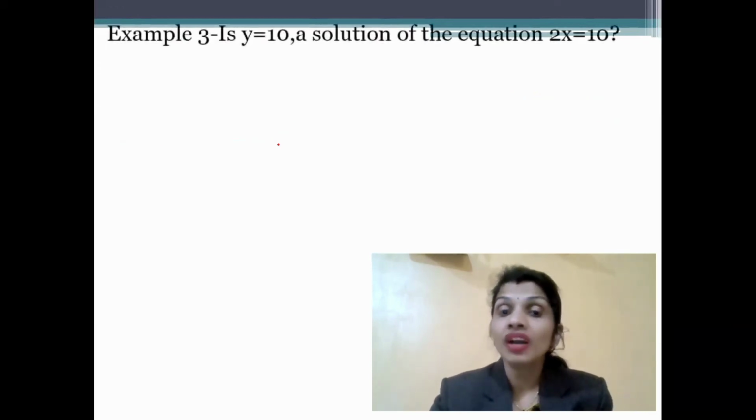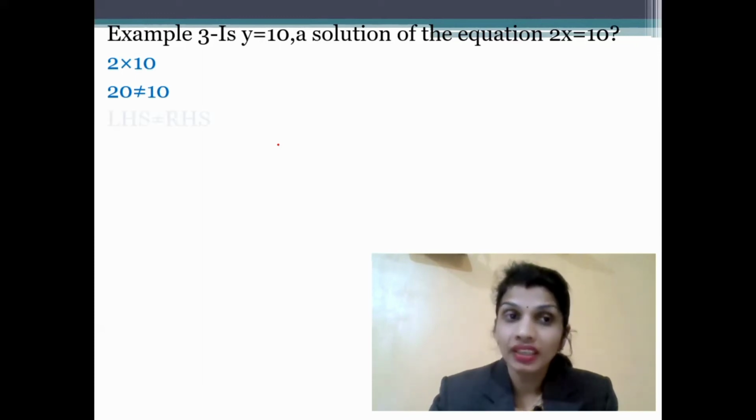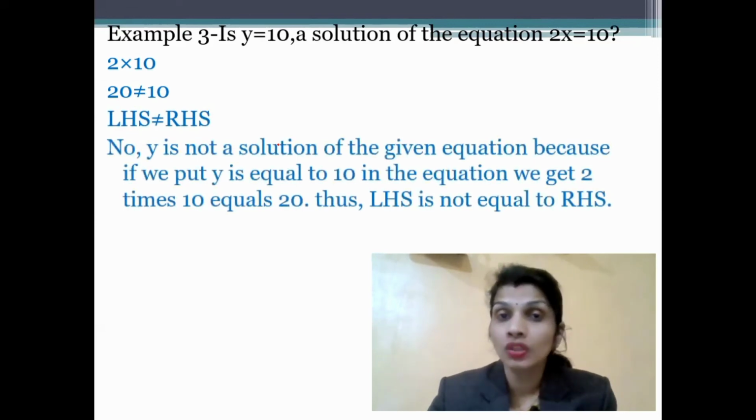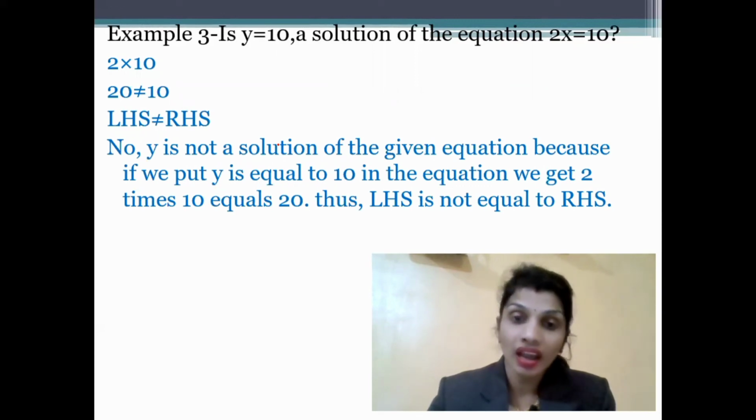Now, if y equal to 10 is given, you have to find whether it is a solution of the equation 2x equal to 10. So, what can we do now? 2 into 10 equal to 20, and 20 is not equal to 10. LHS is not equal to RHS. No, y is not the solution of the given equation, because if we put y equal to 10 in the equation, we get 2 times 10 equal to 20. Thus, LHS is not equal to RHS.